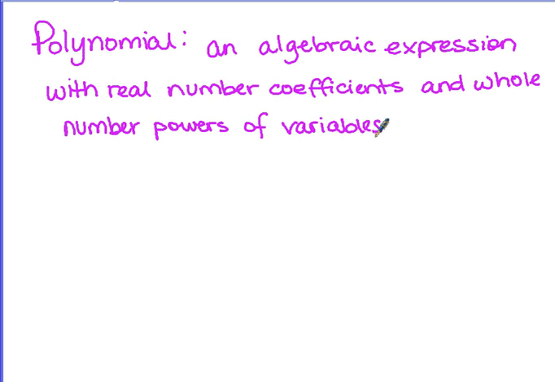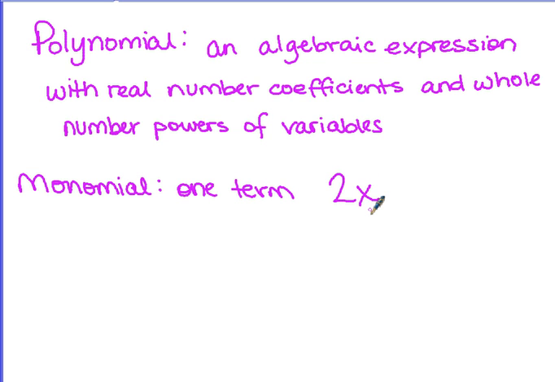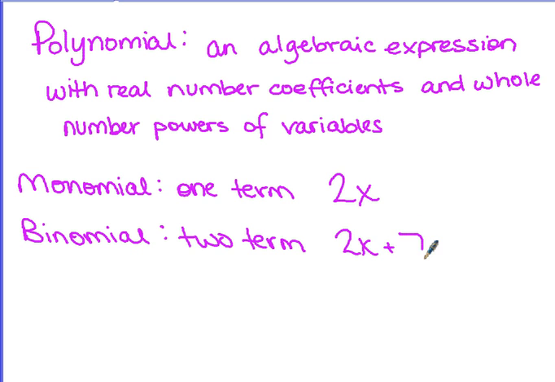There are three types of polynomials. First one is a monomial. All right, a monomial is a one-term polynomial, such as 2x. It's just one term. A binomial is a two-term polynomial, such as 2x plus 7y.